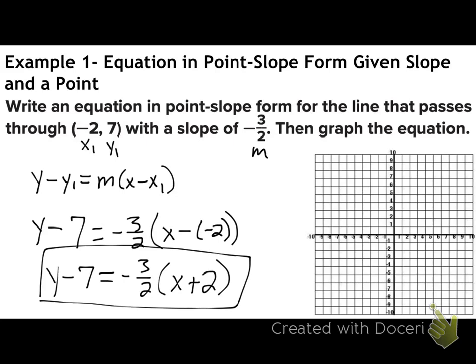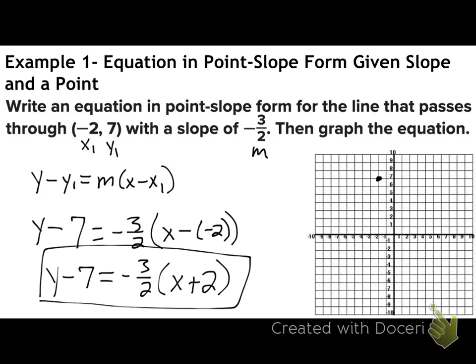How do I graph that? Left 2, and up 7. I don't want you guys to get confused between graphing an ordered pair and using slope to get more points. They're reverse of each other. With an ordered pair, I've got to go left or right first and then up or down. So for negative 2, 7, I'm going left 2, up 7. 1, 2, 3, 4, 5, 6, 7. I'm graphing that because that's my known point on the line that I'm given.